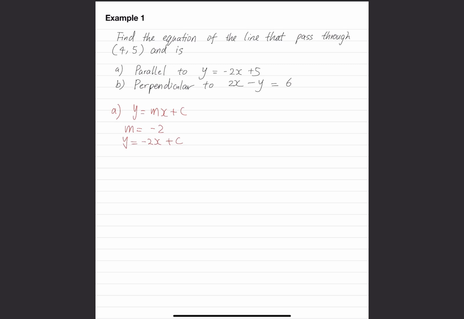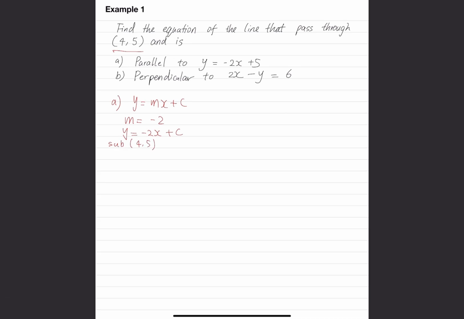So how could we find c? Well, we're going to use this point, okay? So we're going to substitute (4, 5). So we got 5 is equal to negative 2 times 4 plus c, yeah? So we got 5 is equal to negative 8 plus c. Therefore, c should equal 13, right? Therefore, y is equal to negative 2x plus 13. Okay, so this is the equation that is parallel to y equals negative 2x plus 5, as well as passing through (4, 5).